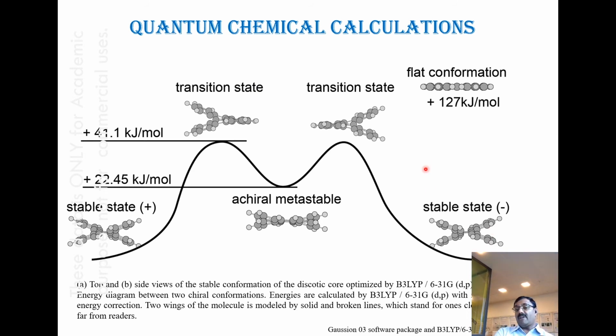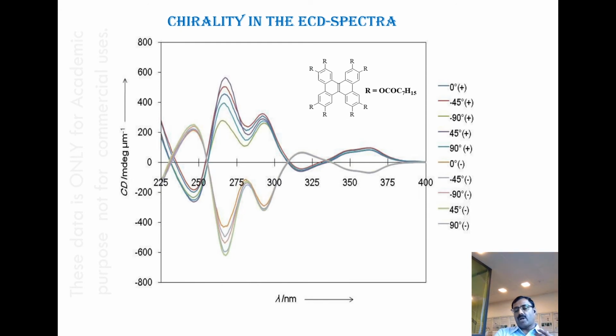But if this molecule were flat, the flat conformation would have an energy of 127 kilojoules per mole. Compared to this energy, this shows the molecule is not flat and has a transformation state. So how do we confirm that this molecule is not flat? We have taken the chirality in the ECD spectra.